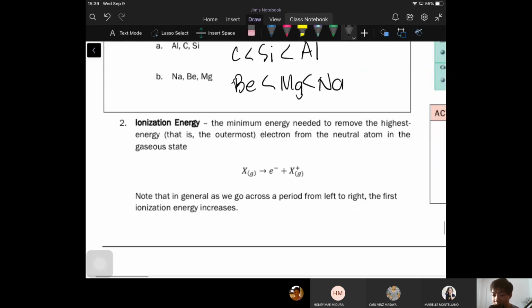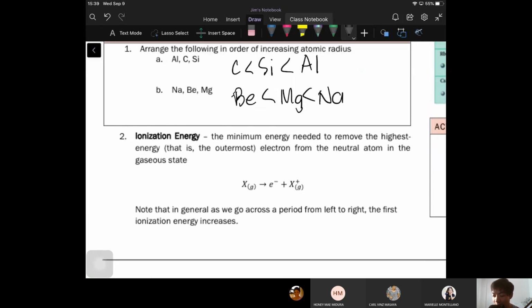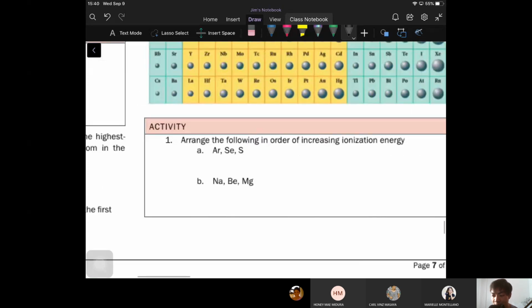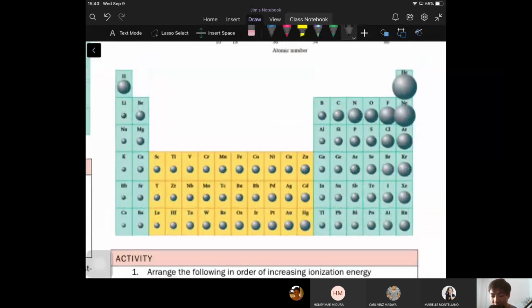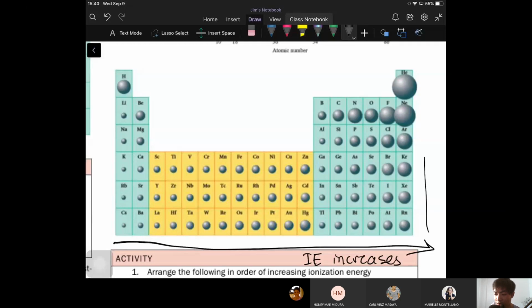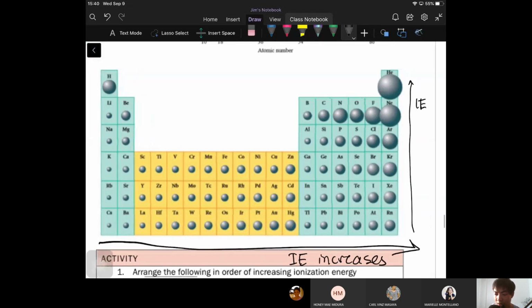Okay, so let's proceed with the next periodic trend, ionization energy. When you say ionization energy, this is the energy required for your atom to release an electron. It's the energy needed to remove an electron from the atom. Let's look at its trend. What can we say? Ionization energy increases from left to right, and from bottom to top, ionization energy increases as well.